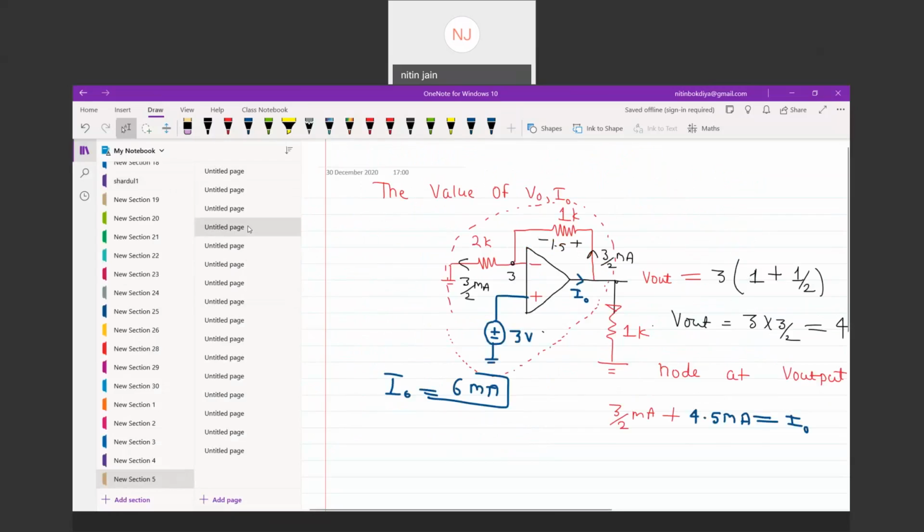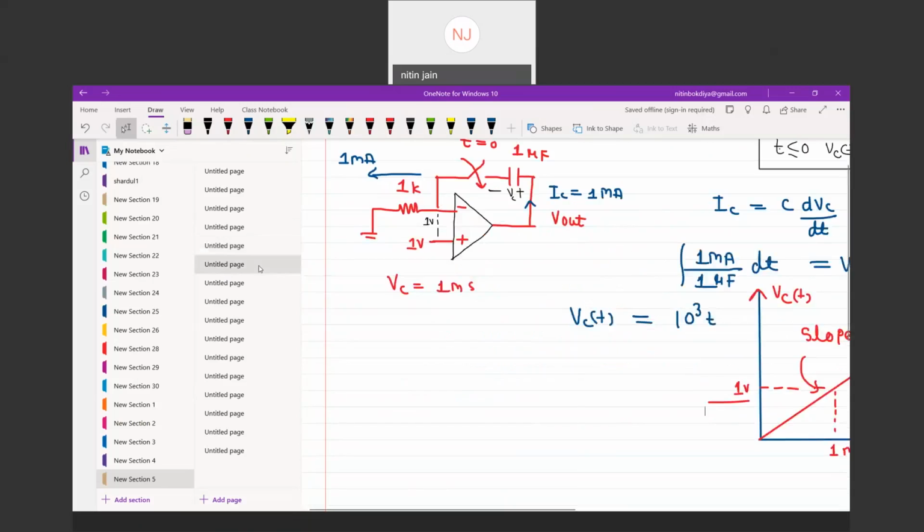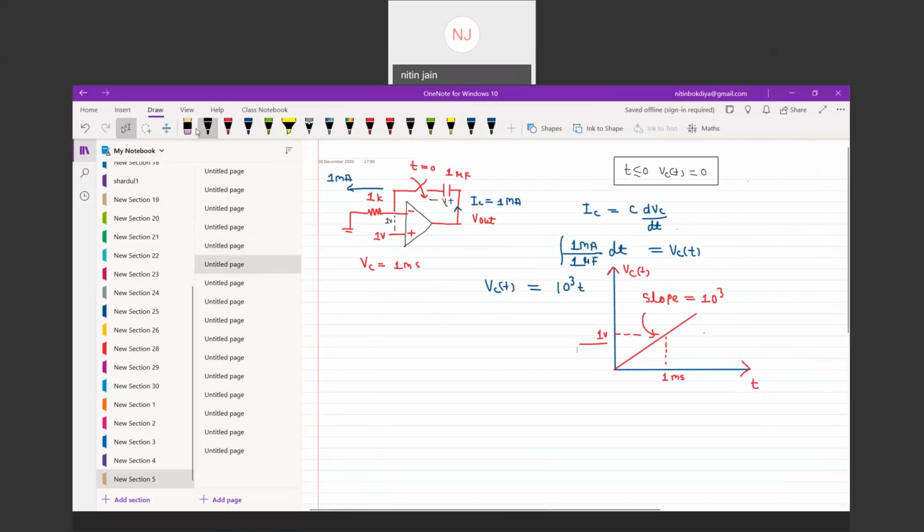The fourth problem is on a non-inverting amplifier. Then we had a discussion on a current source with op-amp. Then we discussed charging and discharging with op-amp. This is one of the good problems. Then there is a problem based on transient plus op-amp, where we applied these two concepts combined.